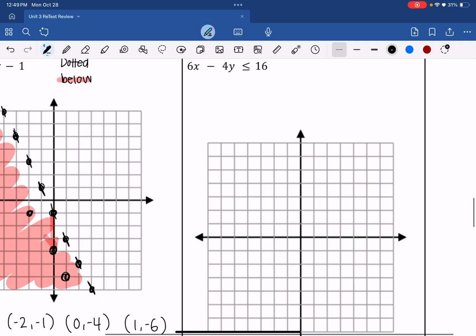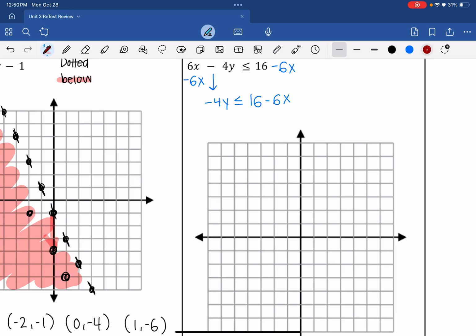All right, and last but not least, we have this question right here, but it's not in y equals, so I have to convert it to y equals. So remember, we do that by moving x to the other side. So in this case, I'm going to subtract 6x, but I can't physically subtract them. Make sure you bring down this negative 4y is less than or equal to 16 minus 6x.